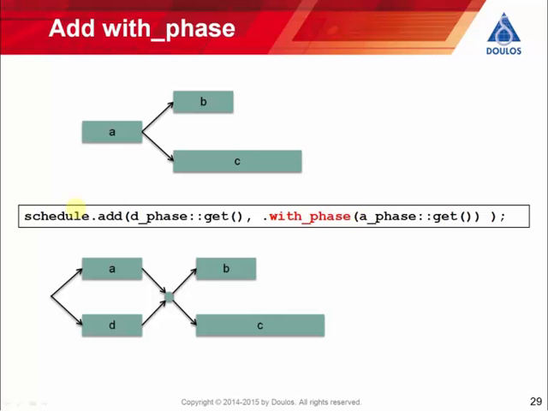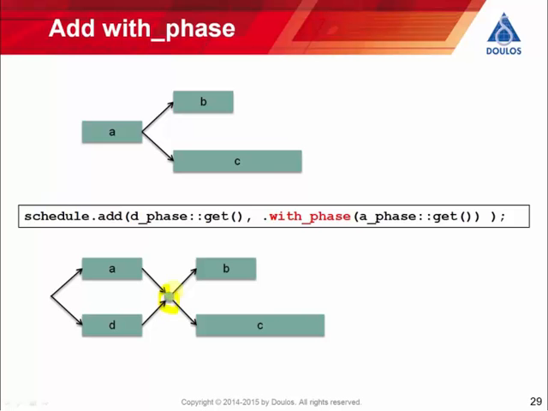So in this case, we're adding the D phase with the A phase. What "with phase" means is that the new phase we're inserting is synchronized with the start and the end of an existing phase. So A phase and D phase will now start together. Then A and D both have to finish before we move on to B and C.